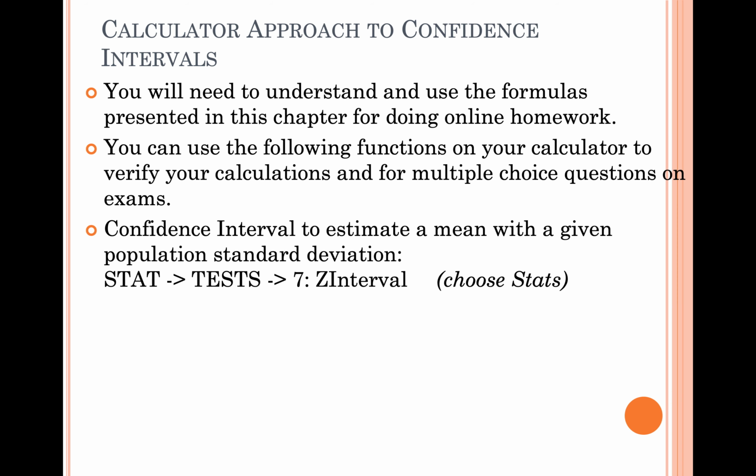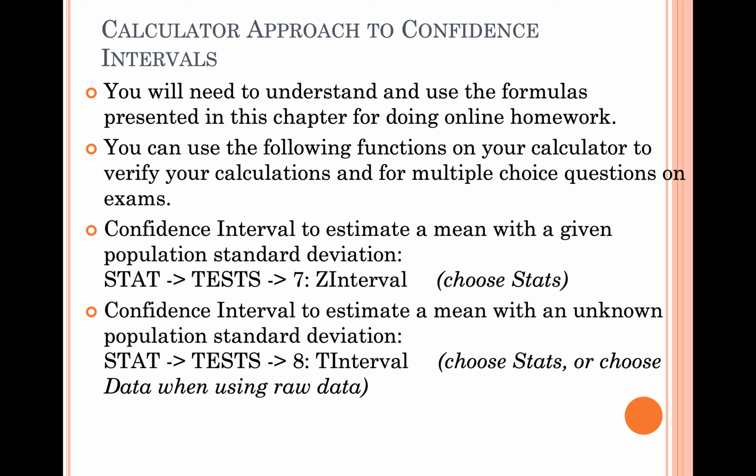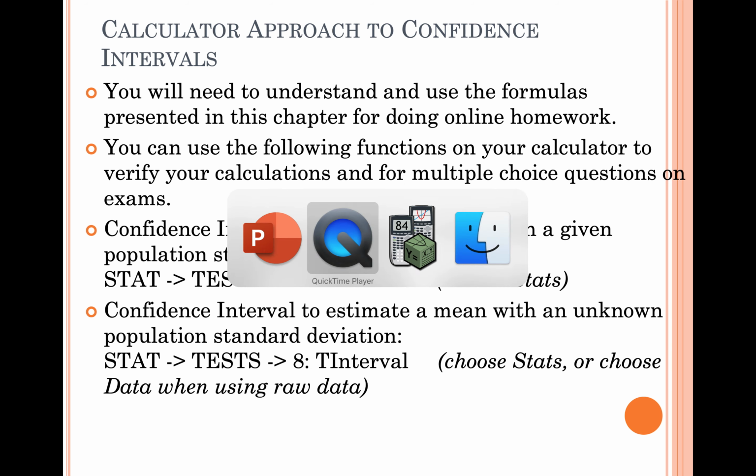So to get to these two functions, you're going to click Stat, Tests, and Z-interval, which is number 7. And then there's two options at the top. I'll show you. You will choose the option labeled Stats. That's for Z-scores. And for T-scores, Stats, Tests, number 8, the T-interval, Stats, or data when using raw data. So let me show you what this looks like.